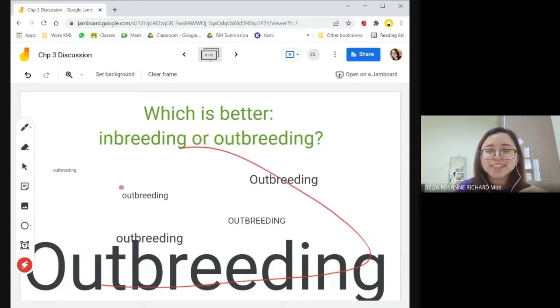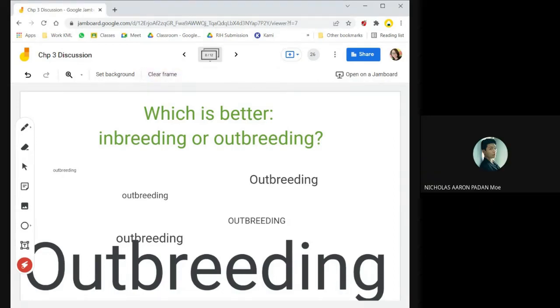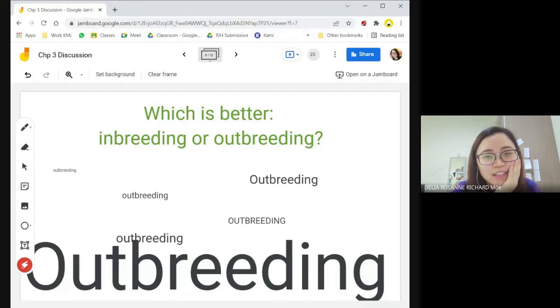Why do you think outbreeding is better? Because inbreeding is incest. Okay, inbreeding is incest. So if you have a moral code, from the perspective of ethics or religious views and so on, you could think that inbreeding is not proper, and it could lead to some disadvantages. Outbreeding can show more variation, according to Rahma and Farhada. Okay, that is correct. More variation.